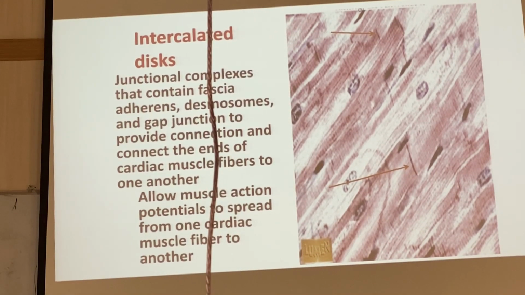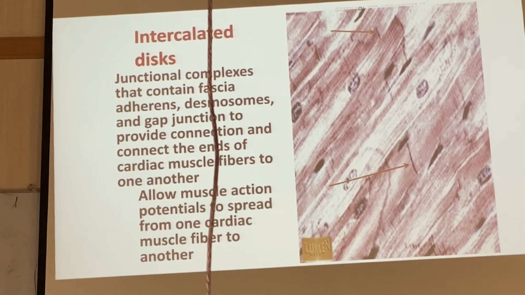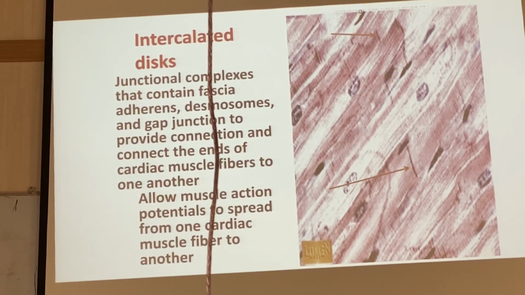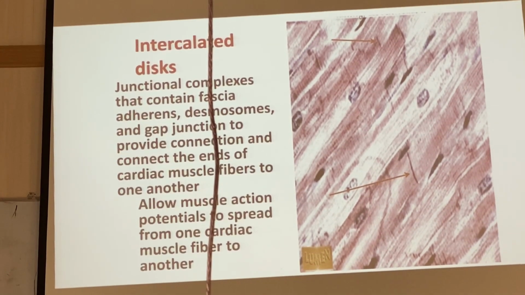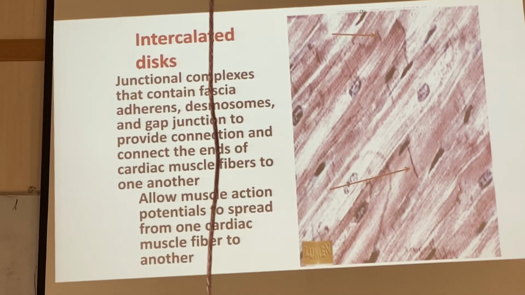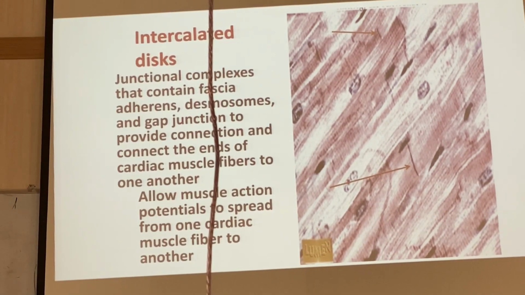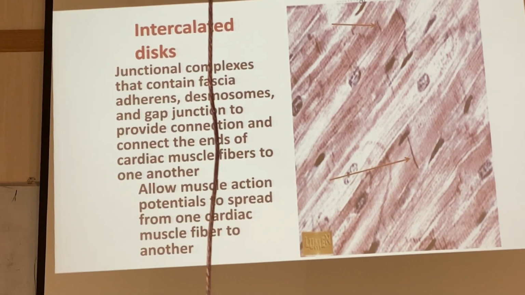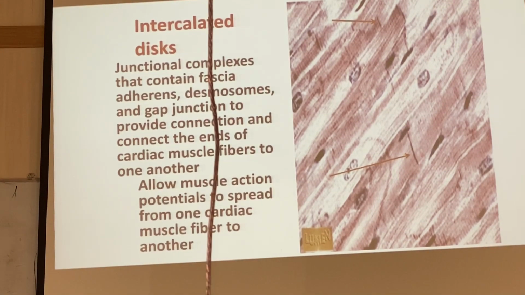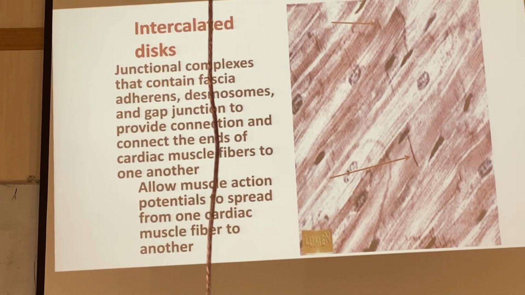Endoderm is going for the digestive system. Mesoderm going for the muscles, connective tissue, and bone. Ectoderm forming the nervous system, nervous tissue, and the skin.